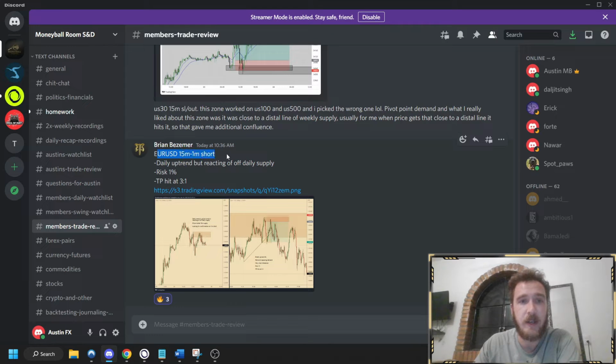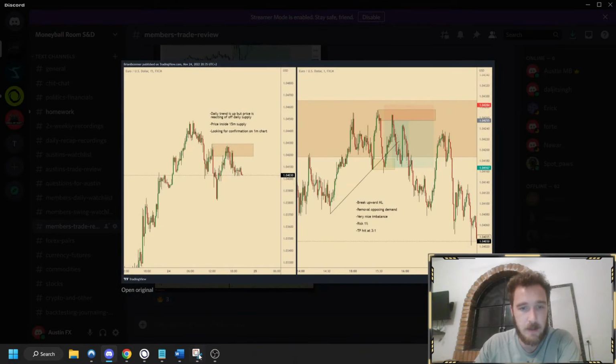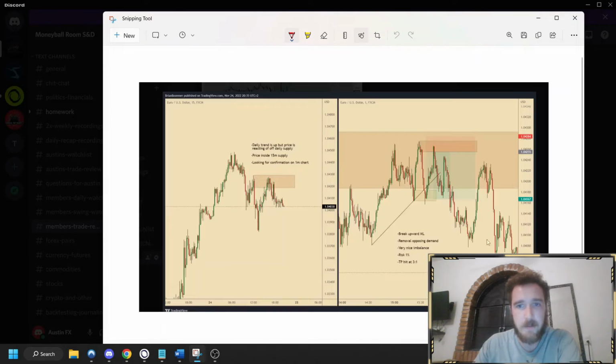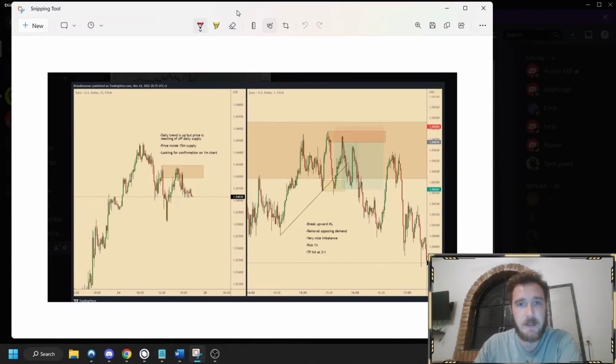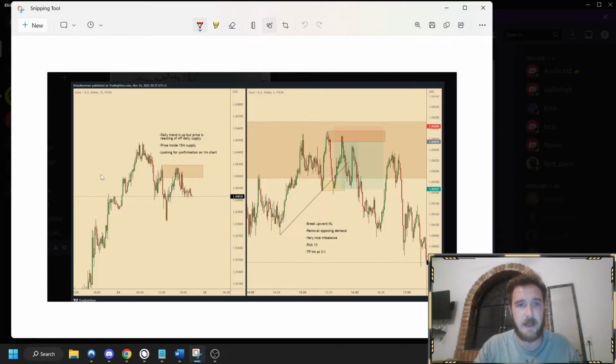So let's get straight into it. Euro USD. So this is a trade from Brian. Let's pop open a picture. First trade that he was taking was Euro USD 15 minute, 1 minute.